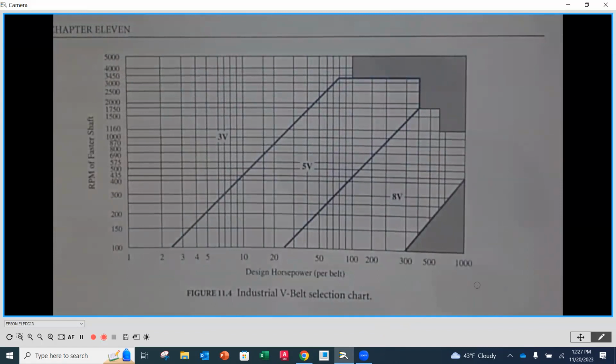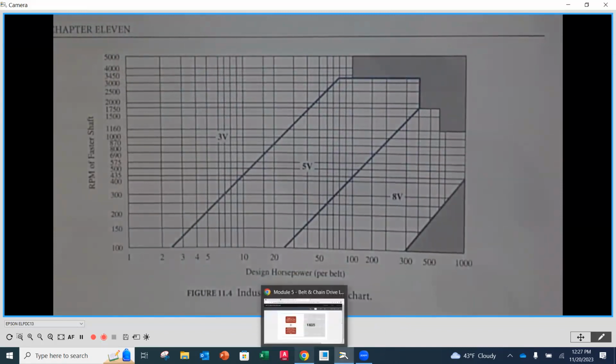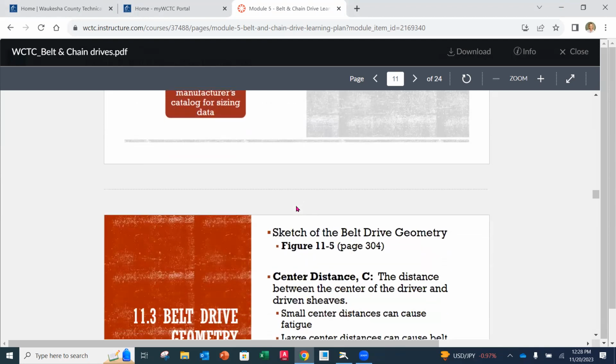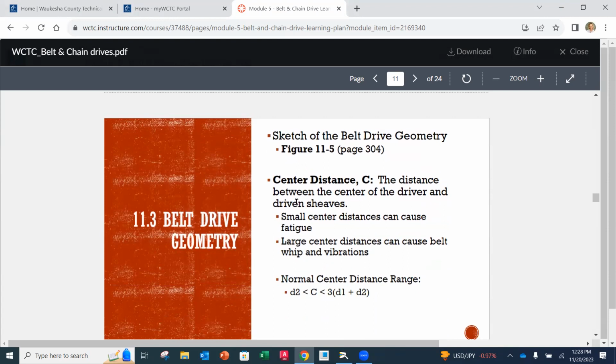Okay, and that's how we're going to use this. It gives us guidance, rather than picking it out of the air. As it says here, it's always best to consult with your actual manufacturer's catalog or sizing data, because then you are working off of their actual data, so that if there is an issue with the application, or if it for some reason fails earlier than you thought, you can always go back to that and see if there's any warranty that they can work with you on.